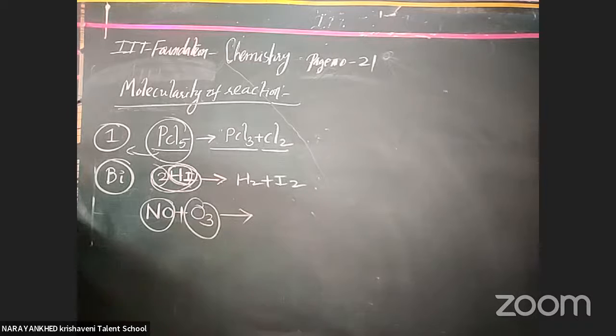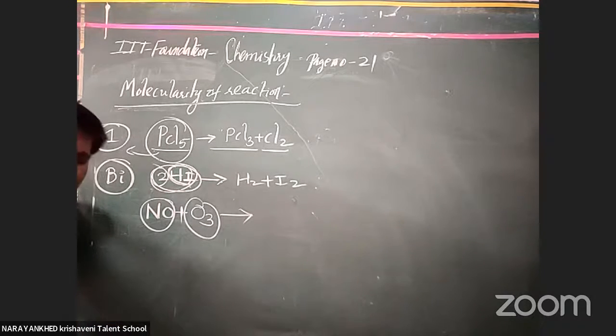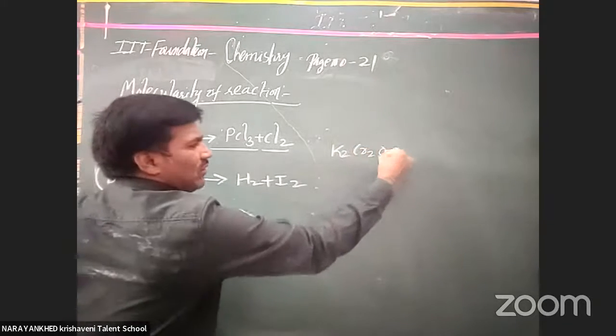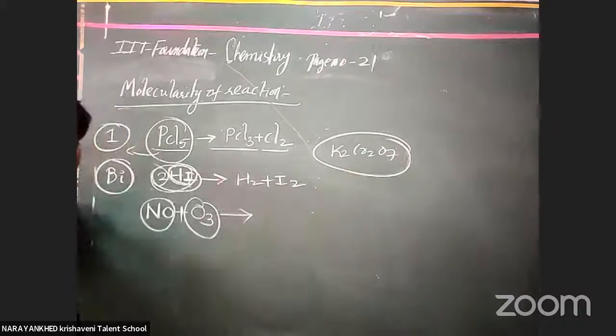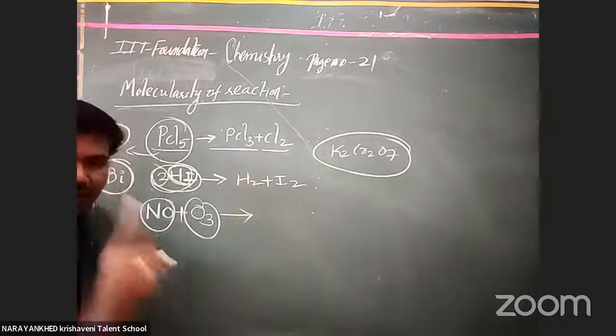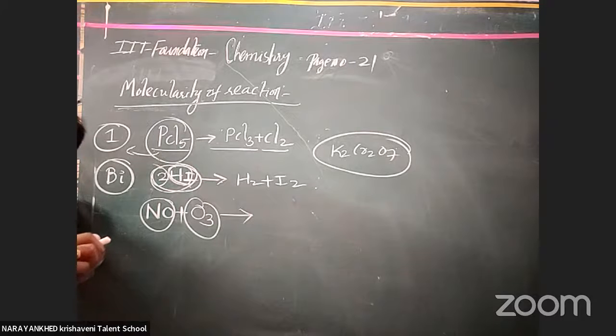Don't get confused about the number of atoms present in a molecule. Either it may be 6 or 7, whatever it may be. Suppose I write K2Cr2O7. The number of atoms present in it is totally 11, but it is not called different molecules. It is a single molecule, one substance together, one molecule only. Understand all of this?